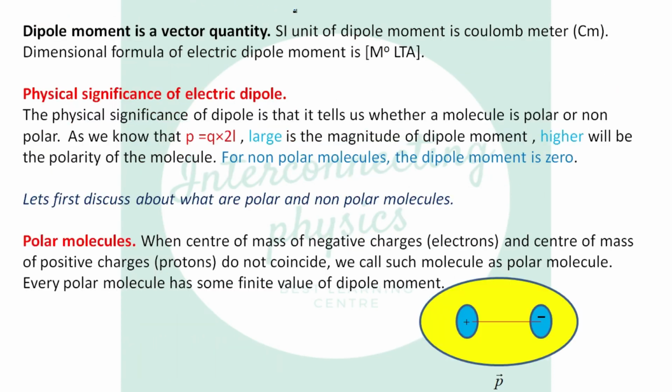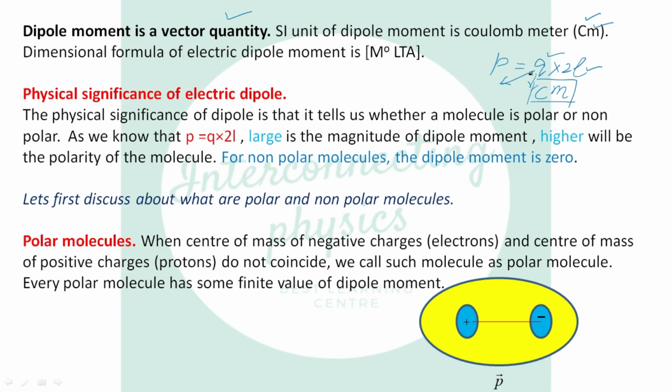Now dipole moment is a vector quantity and the SI unit of dipole moment is coulomb meter, because the formula is p equals q into 2L. The SI unit of charge q is coulomb and the SI unit of length is meter. So it is denoted by coulomb meter, capital C, small m. And the dimensional formula of dipole moment we calculate from here. I have already told you, don't cram the dimensional formula. Always learn the formula and calculate the dimensions and units from the formula.